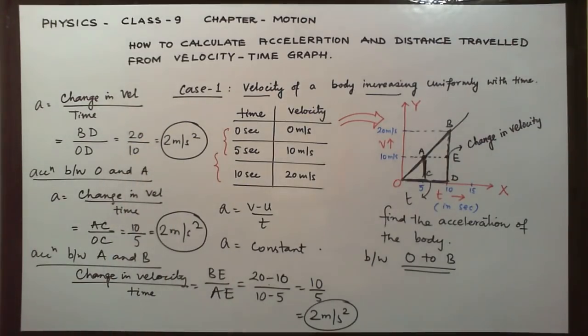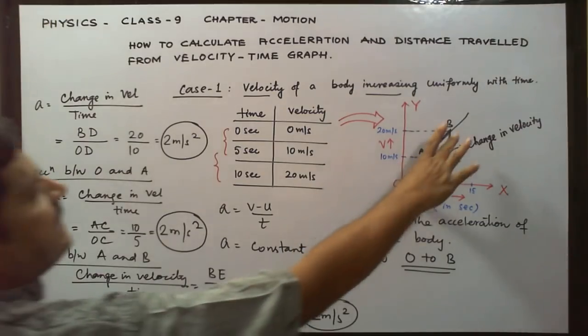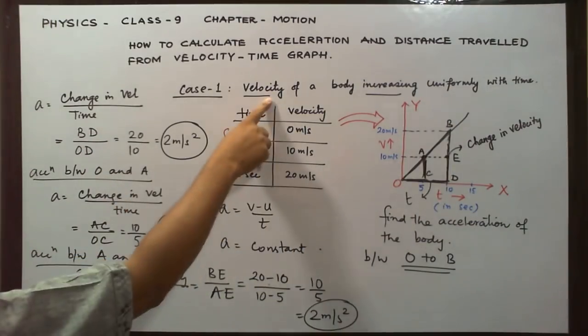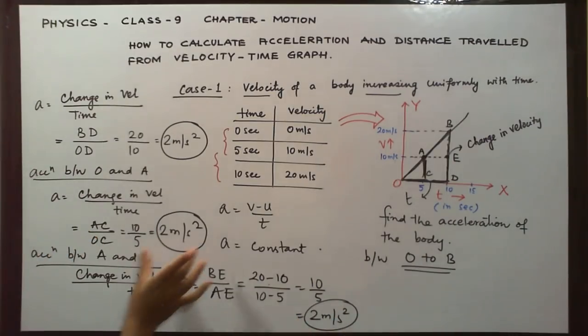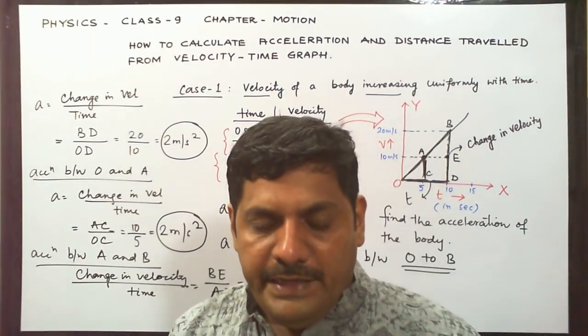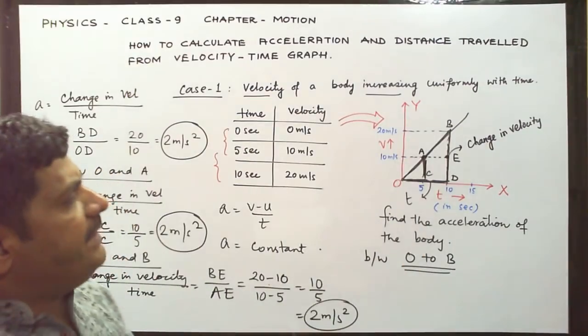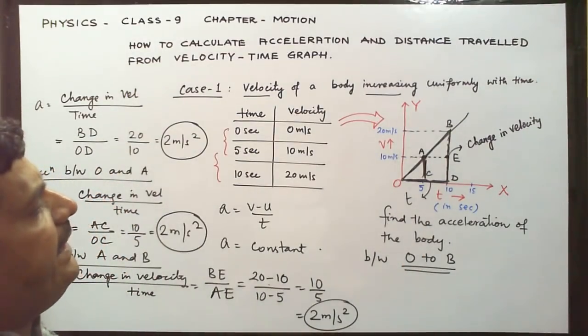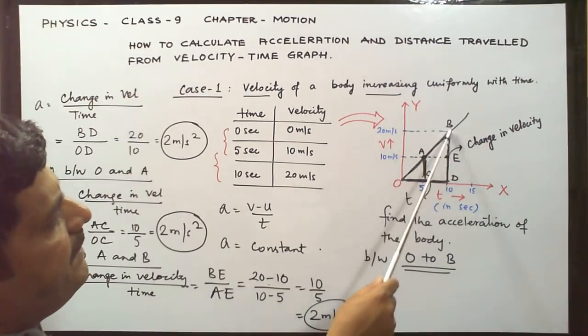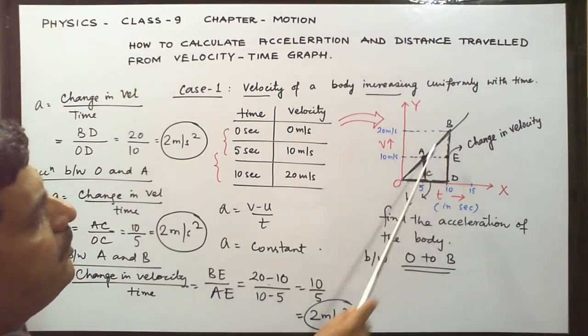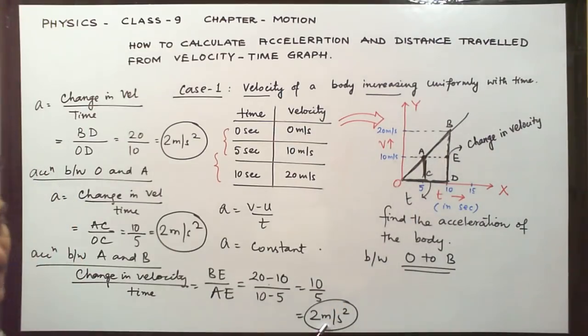So at every point in this velocity time graph, where the velocity of the body is increasing uniformly with time, we find that acceleration remains constant. Okay? So in all these cases, when we take all the different points, we find out the acceleration at A, then the acceleration between A and B, then O to A, then O to B. We are getting that the acceleration of the body remains constant.